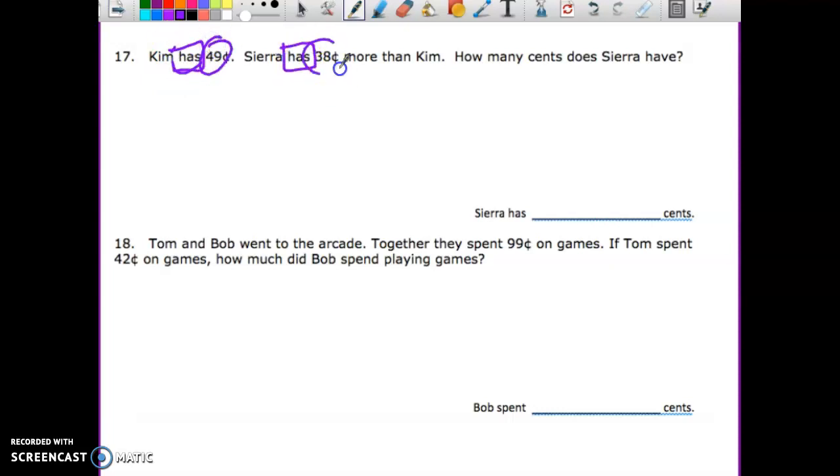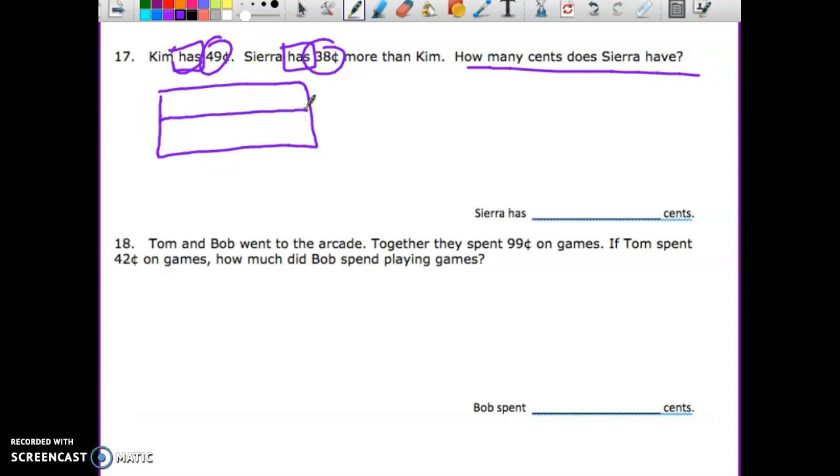Sierra has 38 cents more than Kim. How many cents does Sierra have? So we talked about, okay, well, we're looking for how much Sierra has. Well, Kim has 49 cents and Sierra has 38 cents more than that. So I need to add 49 and 38 to find how much Sierra has.